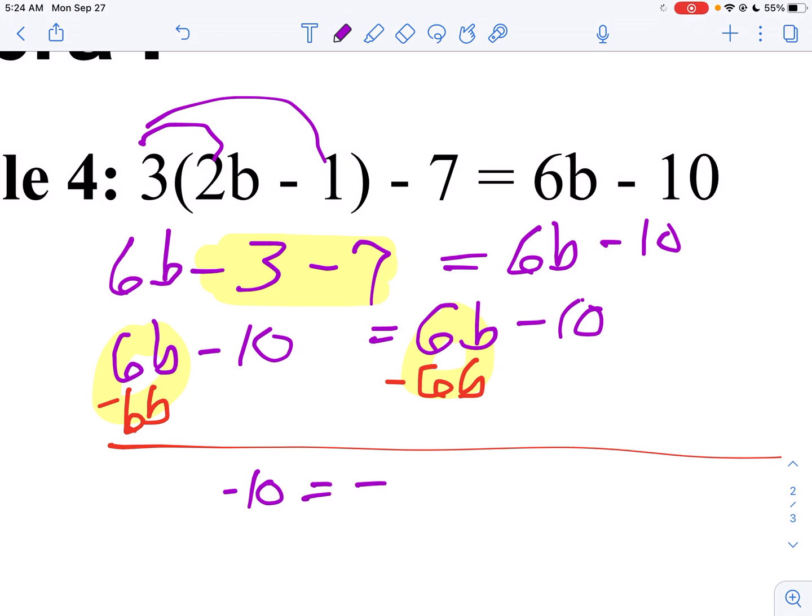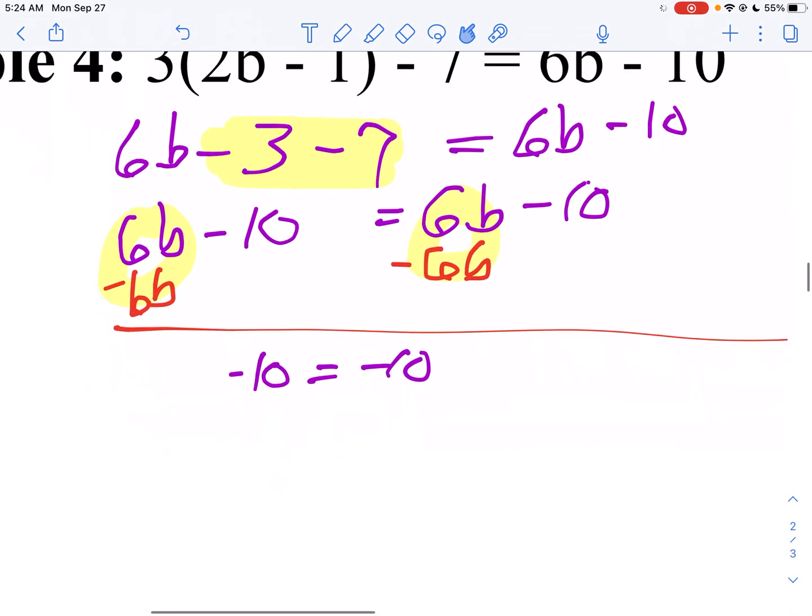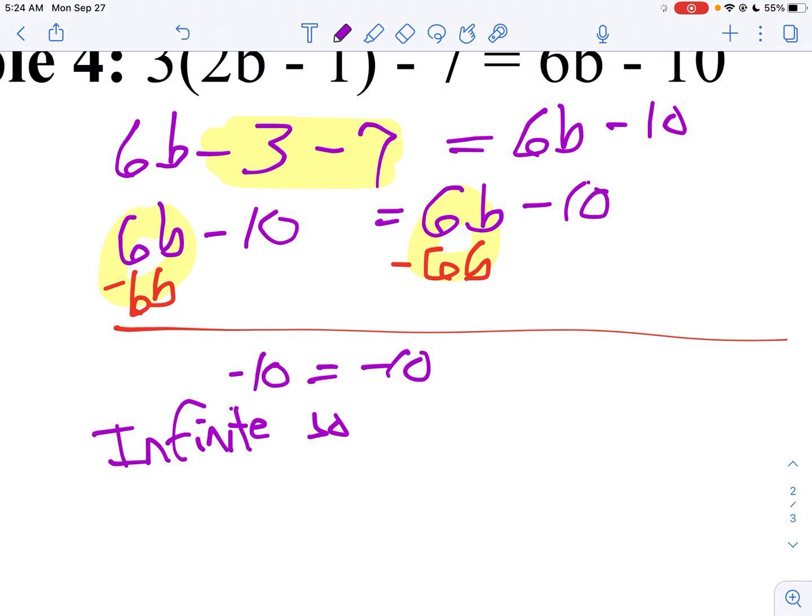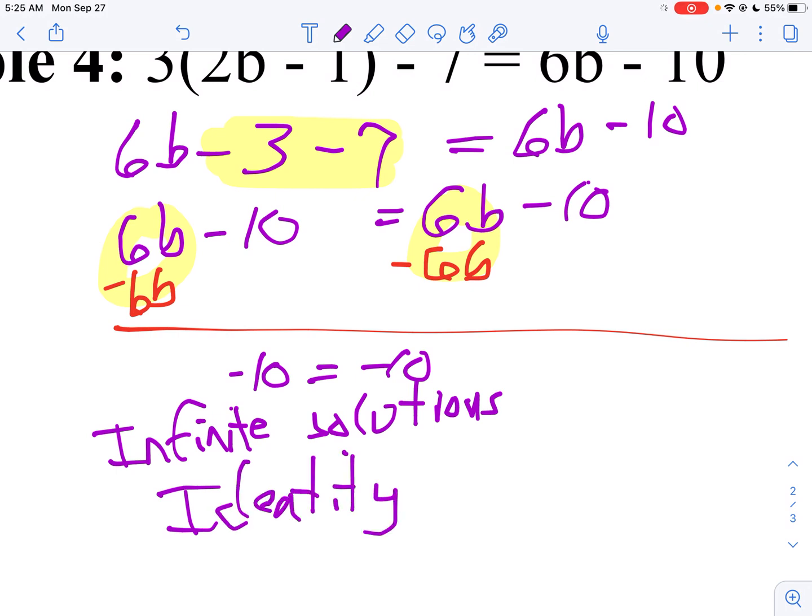equals negative 10. If that's the case, that means no matter what number we pick for b, it'll make the equation true, because this is a true equation. It doesn't matter what b is. So we're going to say this one has infinite solutions. And like I said at the tail end of the last video, we call this an identity. It's identical on both sides.